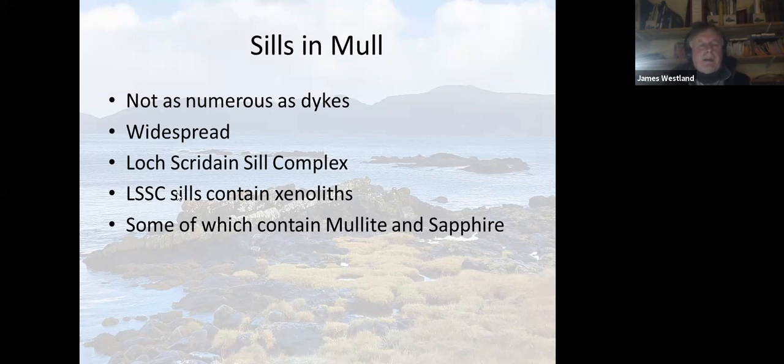The Loch Screeden Sill Complex sills contain a lot of xenoliths, material that's been brought up from below. Some of these are quite exciting because they contain the minerals mullite, named after Mull, and also some sapphire. Now, the sapphire isn't of gem quality. Well, nobody's found gem quality sapphire as yet, but it's interesting that it's found in these rocks.